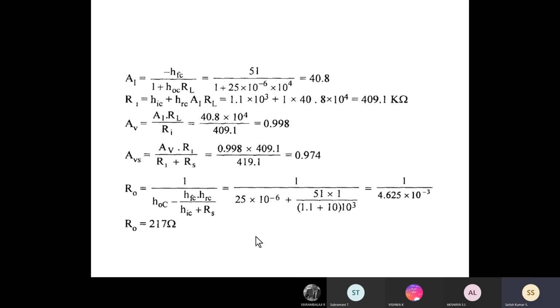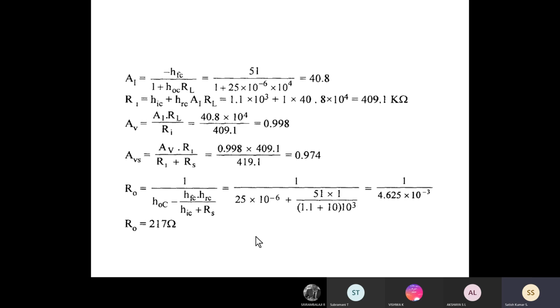So please remember, in every configuration your formula changes a little bit. So you have to remember the formula. The problem given is a common collector. So common collector current gain is HF, the forward H parameter value, divided by 1 plus H0 RL. Input resistance or source resistance and load resistance are 10 kilo ohm. So you will be getting 10 to the power 4.